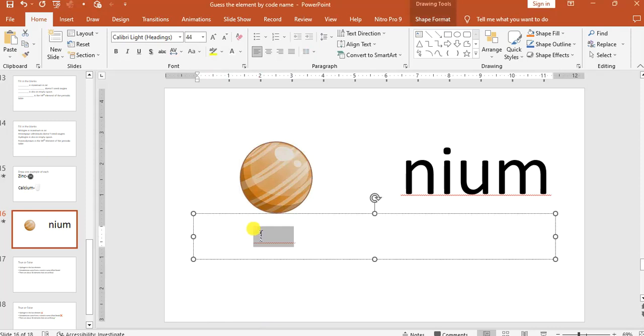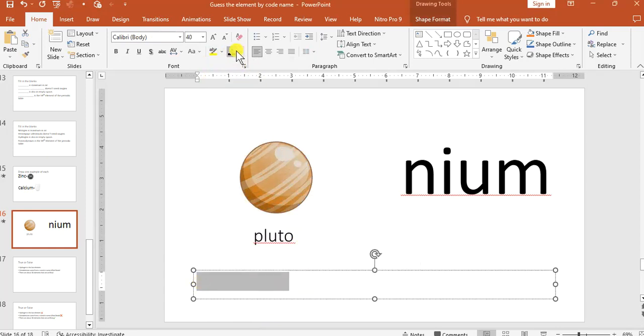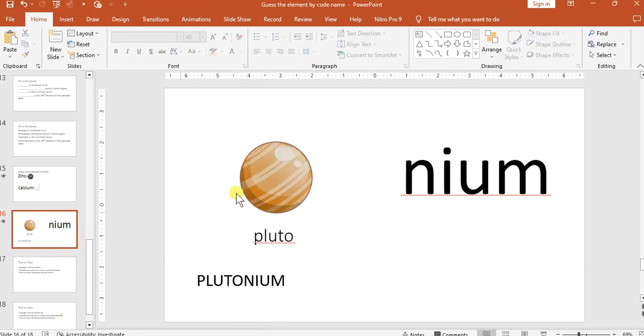So, this is the answer. It's plutonium. As you can see, this is the Pluto planet, Clip-on and Neon. You can understand it right now.